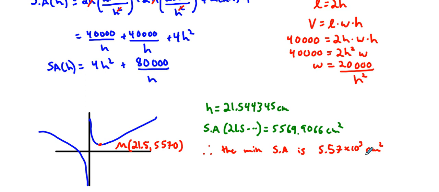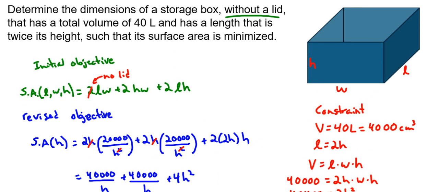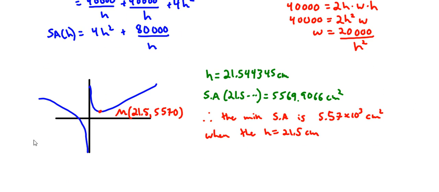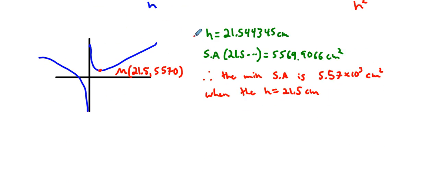So the minimum surface area is that value when the height equals 21.5 centimeters. So there's my optimization statement, but that's really not what the question asked either, is it? It said determine the dimensions. So we have to determine the dimensions. Well, I figured out one of the dimensions right here.